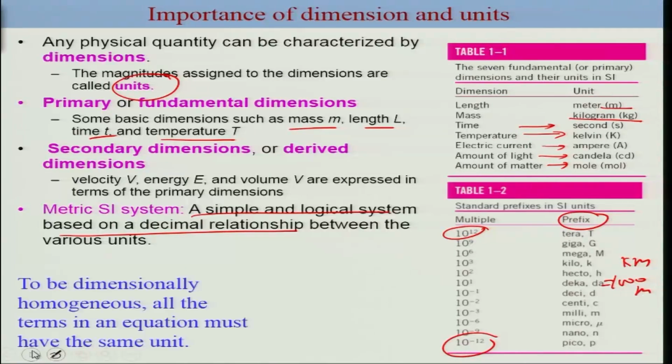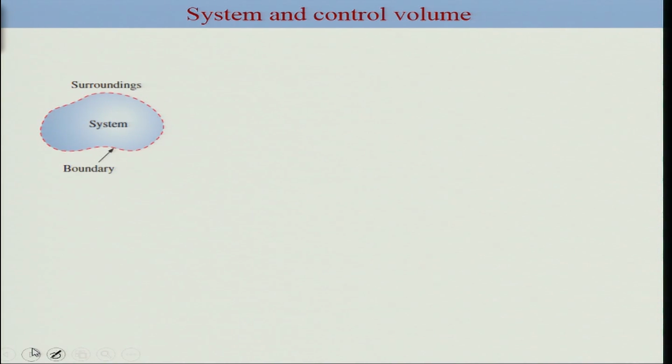The other important point about dimensions is that they must be homogeneous. For example, if you are relating a variable A to B and C, the units of B and C should be the same as A, and that means the homogeneity should be maintained. Okay, so when we apply thermodynamics, we look at a specific system.